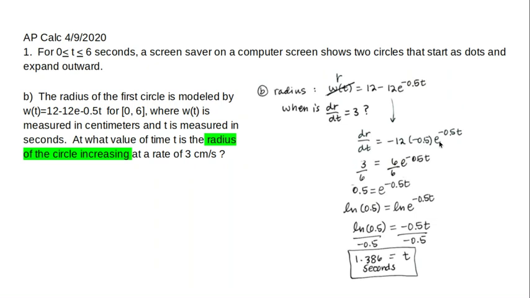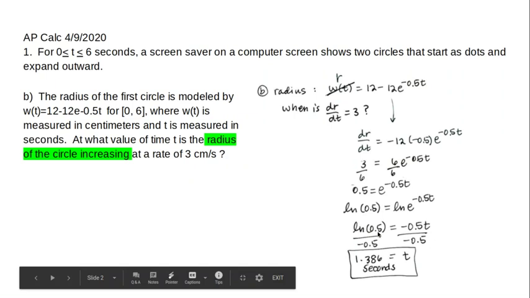Remember that the derivative of an e is just whatever it is, but you have to do a little chain rule. Think about what's the derivative of your exponent? Well, negative 0.5. So simplifying this, negative 12 times negative a half will give me 6. E to that, still the same exponent. I divide by 6 and I get 0.5. Algebra tells me if I take the natural log of both sides, that will undo the e. And the natural log of 0.5 will be a calculator punch, divide it by negative 0.5, and I get 1.386 seconds.